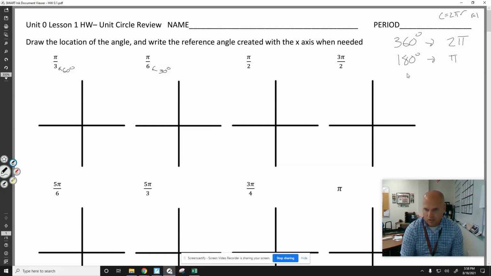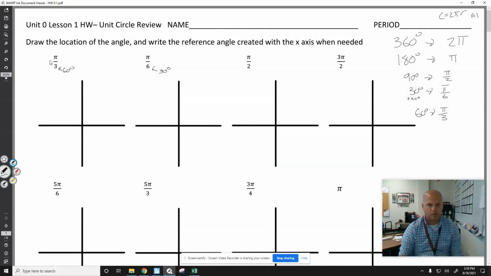Let's divide this in halves. 90 degrees is pi over 2. Divide this by 3, you get 30 degrees is pi over 6. Which means if you add 30 degrees, that's like adding pi over 6 to pi over 6. It's 2 pi over 6, which is pi over 3. Okay, if you work your way around, every single pi over 3 is a 60-degree reference angle.